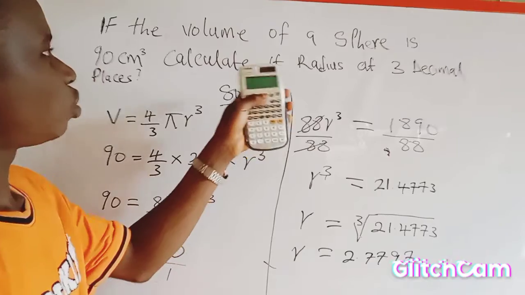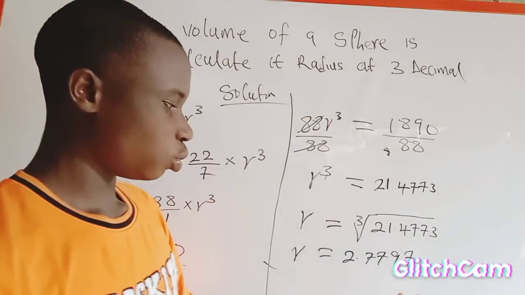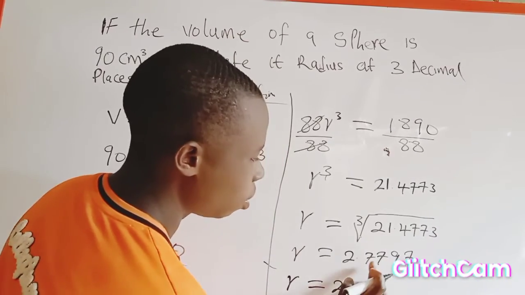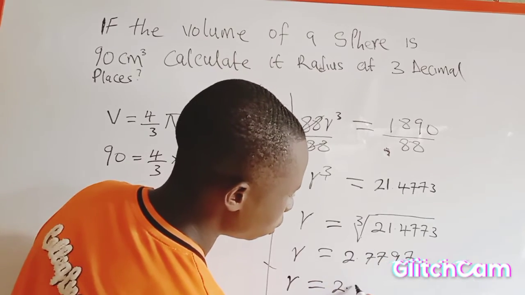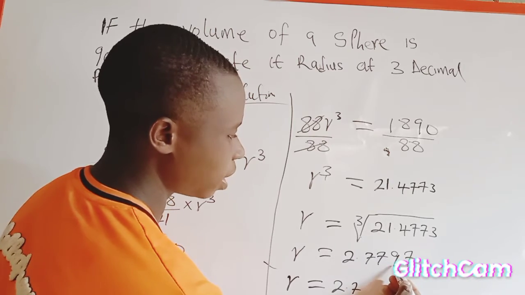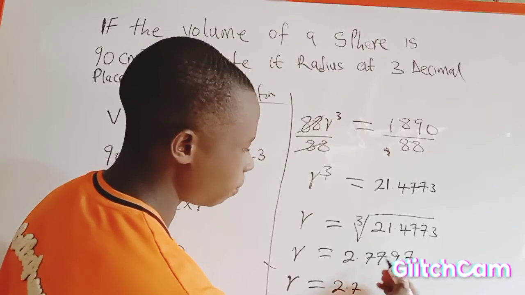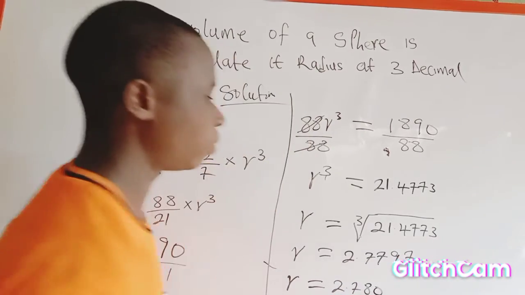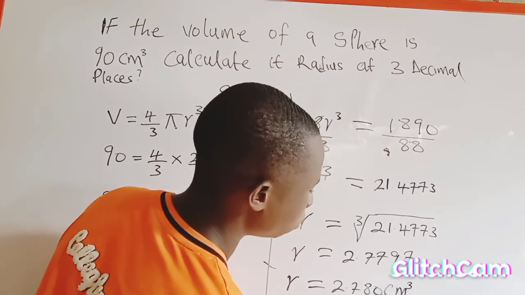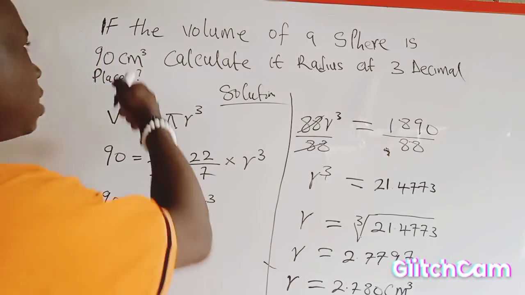And the question says we should calculate the radius to 3 decimal places. So we are going to convert this to 3 decimal places. My radius will now be equal to 1.654, and remember, we can approximate from this place. So this is the radius of a sphere when the volume is 19 centimeter cube.